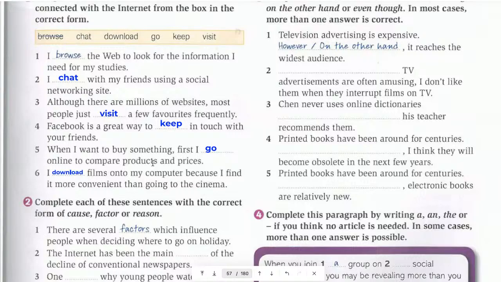Okay, now tell me, do you have any questions? Any words or phrases, anything you don't understand, please ask. For example, visit a few favorites. What does that mean? Guys, visit a few favorites. What does that mean? Yes. Visit a few favorites means visit a few favorite websites. That's all. Now browse the web. What does that mean? Number one, when they say browse the web, what does that mean? Nhi.